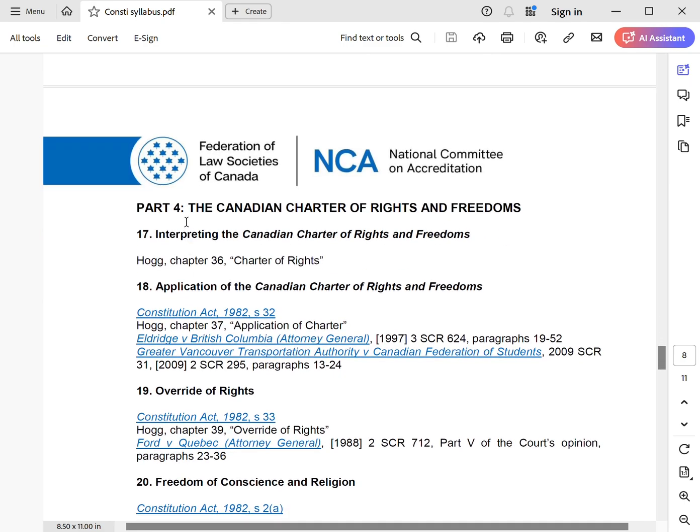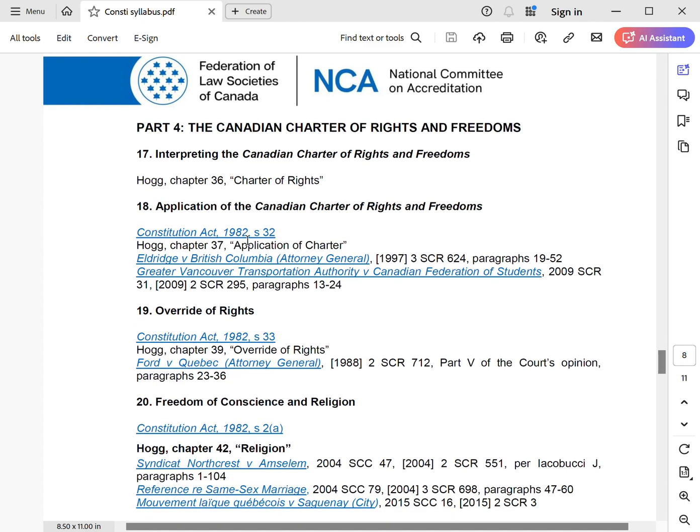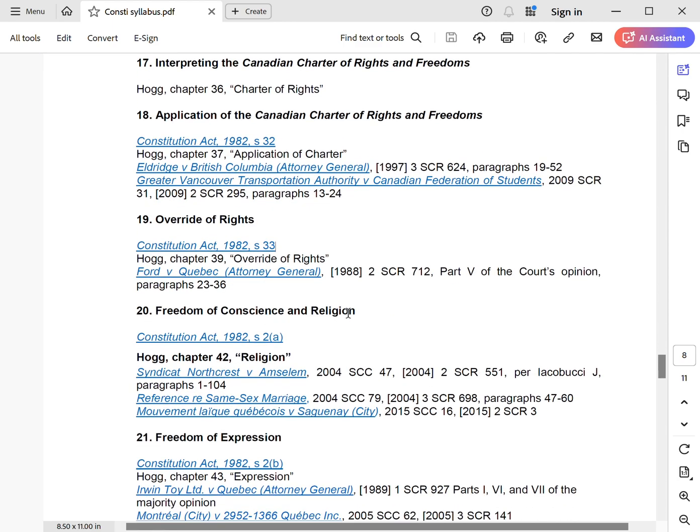Then we come to the fourth and last part, the Canadian Charter of Rights and Freedoms, which is divided into a few sections. The first is section 32, a very important section when it comes to Charter rights. Then section 33 is given, with regards to the override. And then freedom of conscience and religion, mentioned in section 2(a).